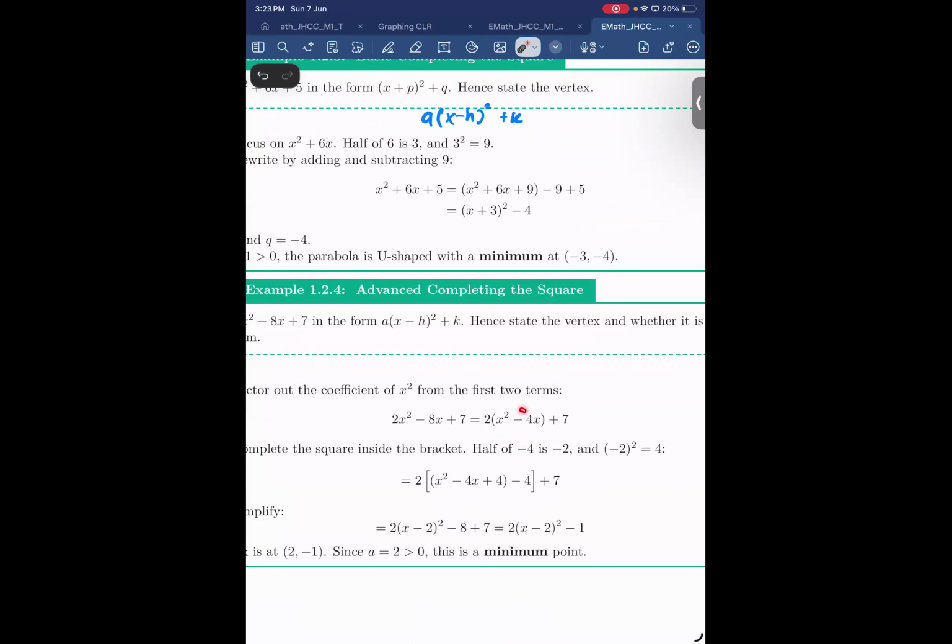Okay, so you look at this minus 4. Minus 4, then you halve it, it's minus 2, right? Then you square, it's 4 again. Okay, then you add 4, you minus 4. But take note to do it inside the bracket. So here you plus 4, minus 4.